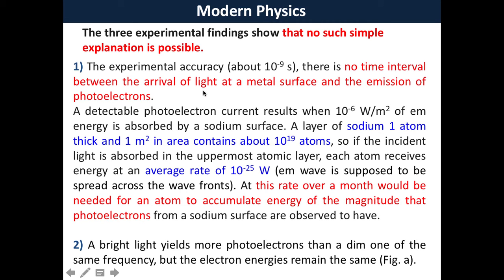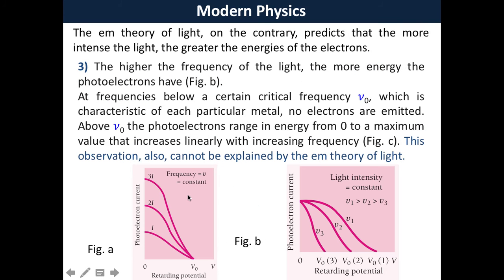There is no time interval between the light arriving at the metal surface and the emission of photoelectrons. So how can we give an explanation for this? So that is one problem. The other problem is that bright light yields more photoelectrons than dim light, but if the frequency is the same, the electron energy remains the same in figure A.